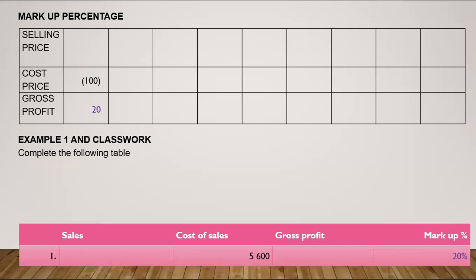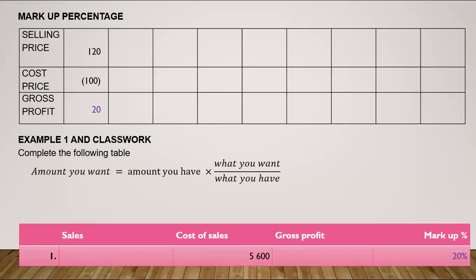We are missing sales. How do we get sales? Note that to calculate the selling price, you normally take your cost price, you add your markup, and it will give you your selling price, which will be 120. When you want an amount, any amount that you want will be equal to the amount that you have multiplied by what you want divided by what you have.